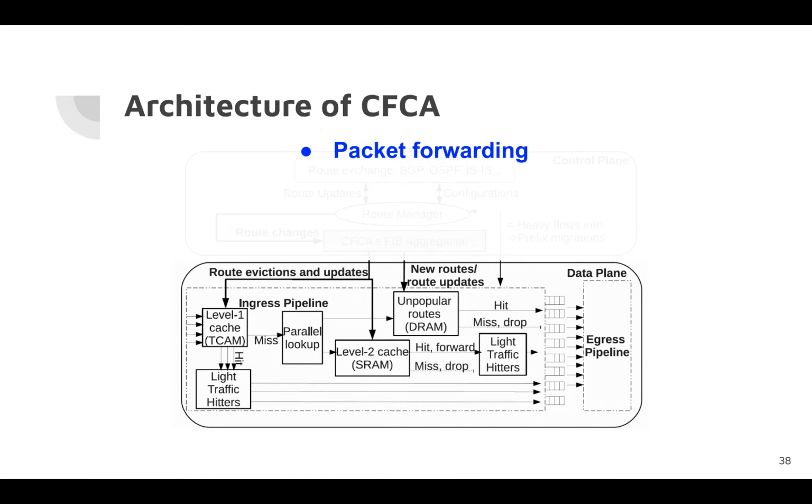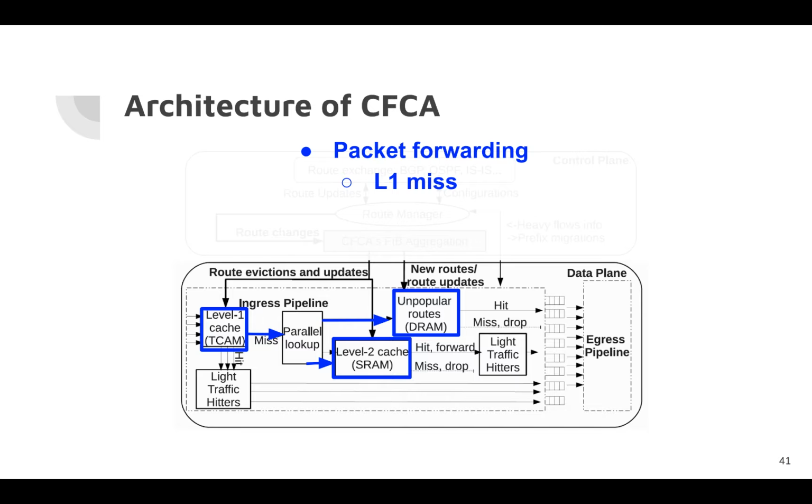Let's move on to the forwarding or data plane of CFCA. First of all, it is responsible for forwarding packets. CFCA has three types of tables: level 1 cache on the fastest memory, level 2 cache, and a popular prefix table on DRAM memory. On L1 hit, the packet is forwarded through the light traffic headers filter for identifying potential cache victims at the line rate. We will talk about that filter a little bit later.